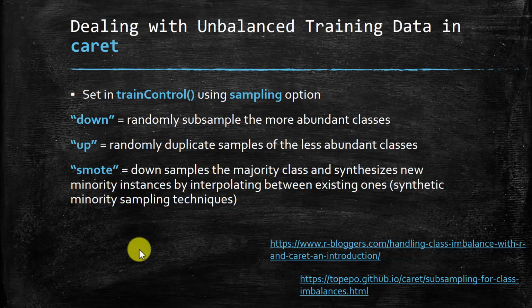The SMOTE method downsamples the majority class and then synthesizes new minority instances by interpolating between existing ones. So again, it basically creates some new minority class samples using the original samples, but also with some randomization. So if you're having some issues trying to get a small class to map correctly or to be predicted well, you may want to experiment with some of these sampling alteration methods.